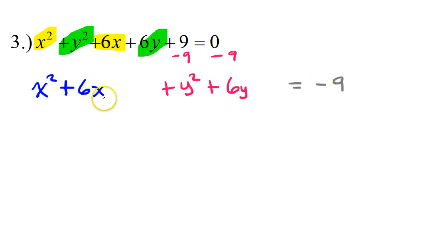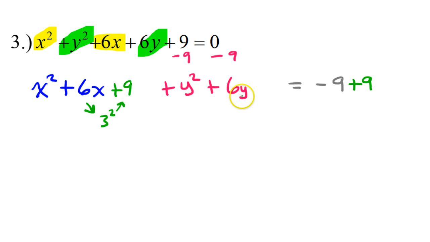So now I need to complete the square. So the way I complete the square, for the x part, I do half of the middle squared. So half of this is 3, and then 3 squared is 9. So I'm going to put a plus 9 right here, completing the square. Now if I add a 9 on the left side of the equation, I need to add 9 on the right side of the equation as well.